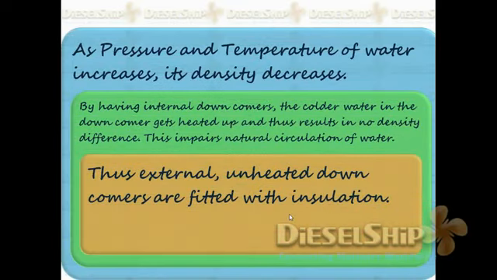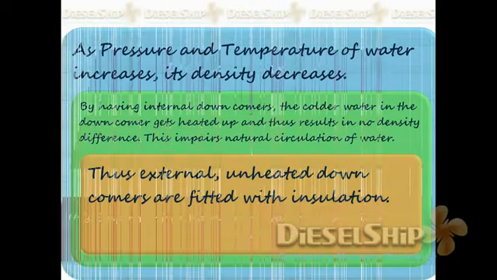Alright, in the internal downcomer, what happens is the heat of the furnace heats up the water which is coming downwards into the riser tubes. As the water is getting heated up, its density decreases, which means the density difference between the steam formed and the water which is coming down is very small. So the circulation, that is the natural circulation, is impaired, or the natural circulation is affected. So we have an external downcomer. Let's now see what happens in an external downcomer.